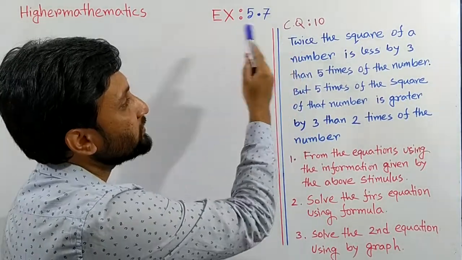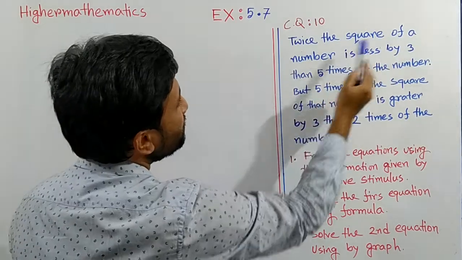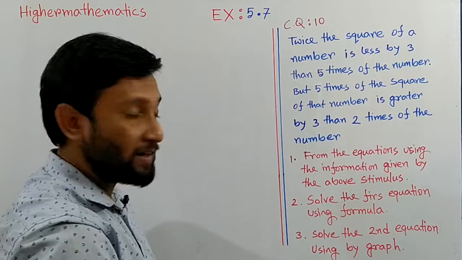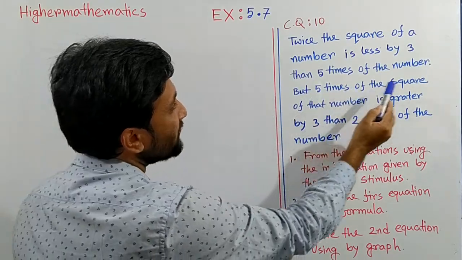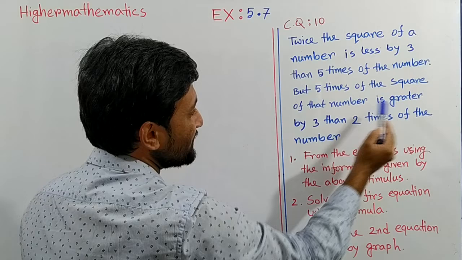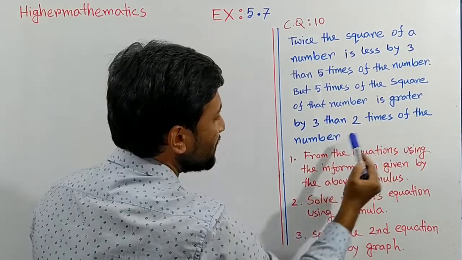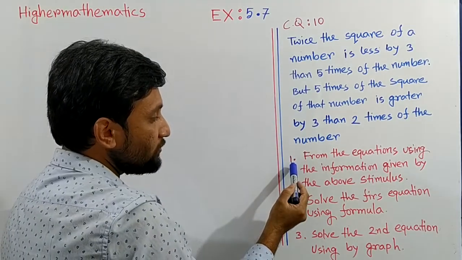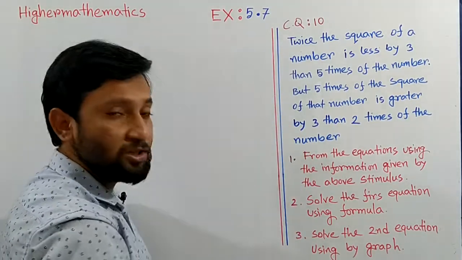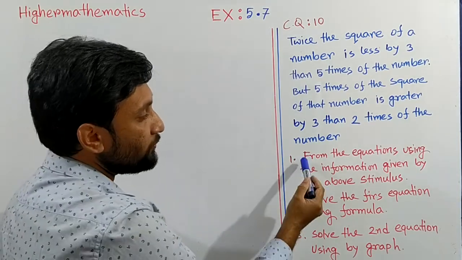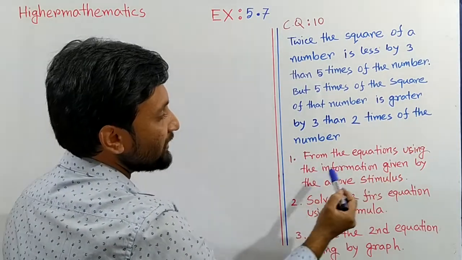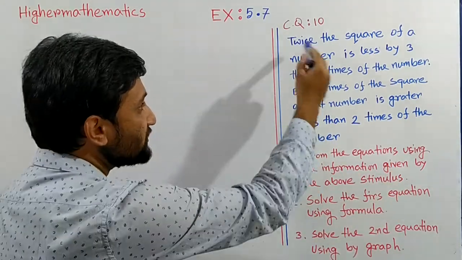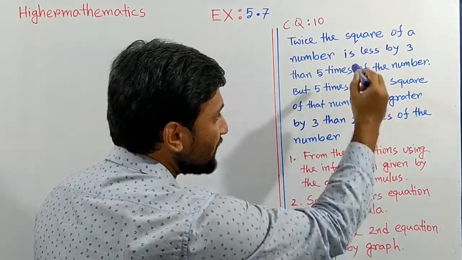Now question number 10. The question is: twice the square of a number is less by 3 than 5 times the number. And the second part: 5 times the square of that number is greater by 3 than 2 times the number. So by using this system, we have to solve 1, 2 and 3. That means these 3 questions. Now first one: form the equations using the information given by the above stimulus. That means by using this information, we have to form the equation.